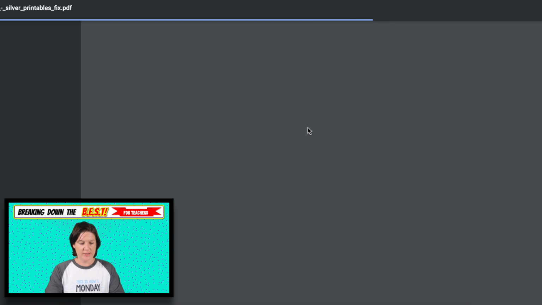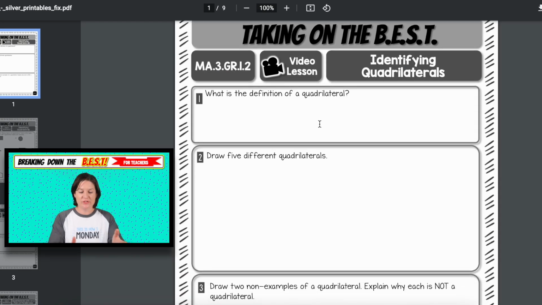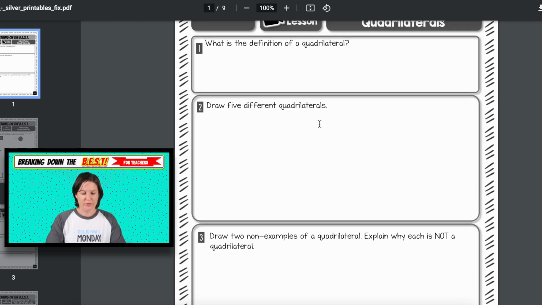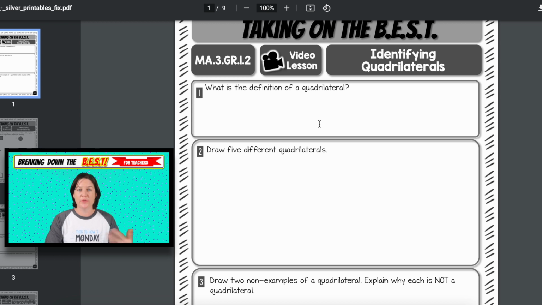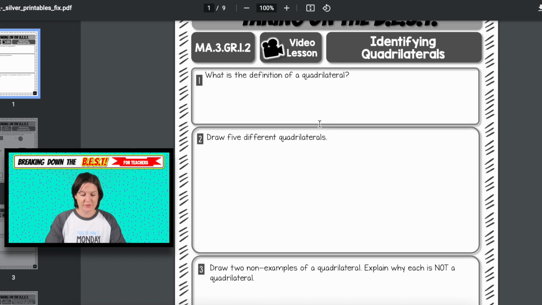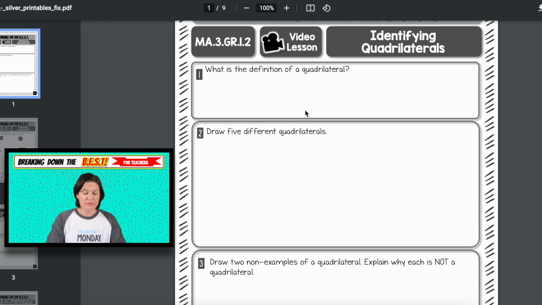So you can see that we have the video lesson for the first one, identifying quadrilaterals. This just kind of gives you everything right there that just makes it easier to print for you. If you have the silver membership, then you can print all your bronze video lesson guides and all of the other stuff too that comes with it. So once you go through the video lesson, what is the definition of a quadrilateral? Oh, we've already talked about this.